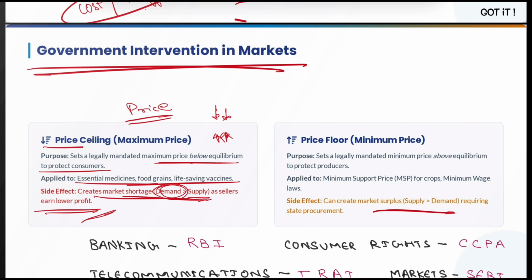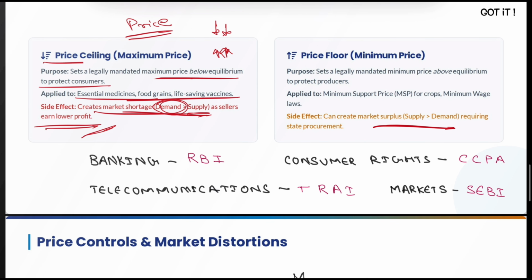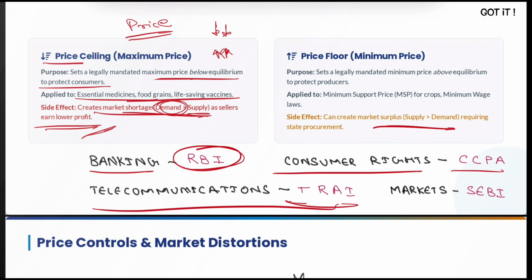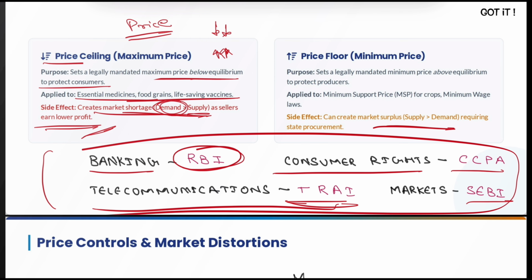In order to look after all these unfair practices, the banking sector is controlled by the RBI, the Reserve Bank of India. Consumer rights protection comes under the Central Consumer Protection Authority, for violations of consumer rights and unfair trade practices. For the telecommunication sector, we have the Telecom Regulatory Authority of India. And to oversee the securities market, stocks and so on, we have SEBI, the Securities and Exchange Board of India. These are all important things you need to remember.